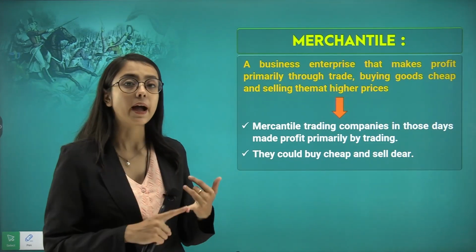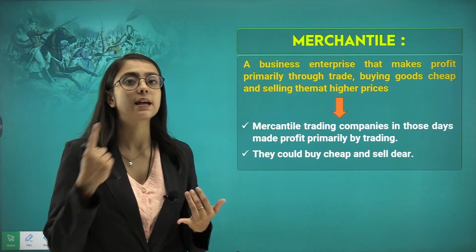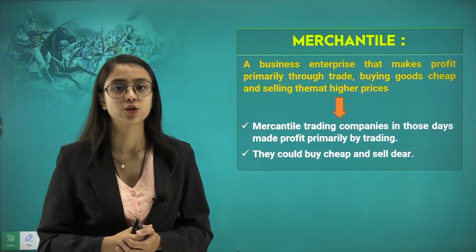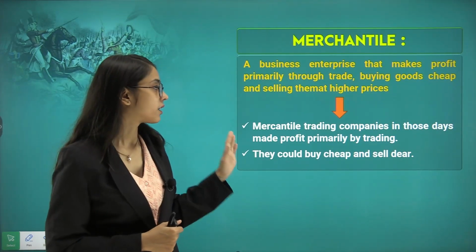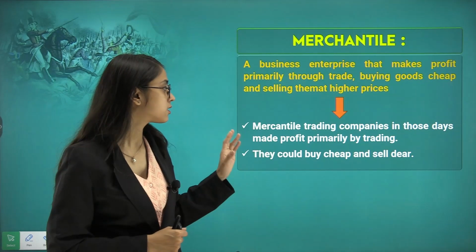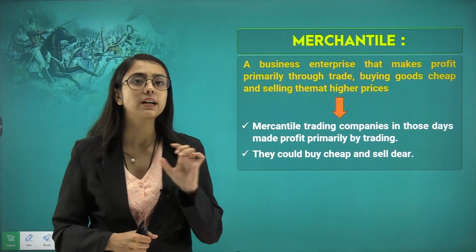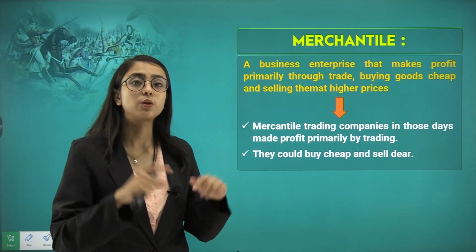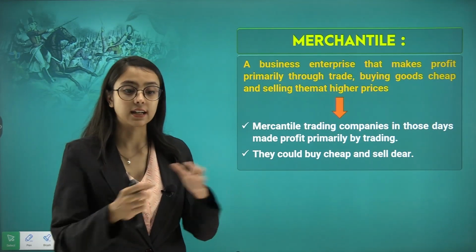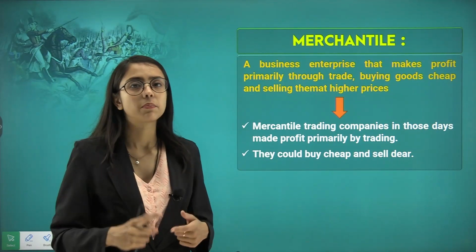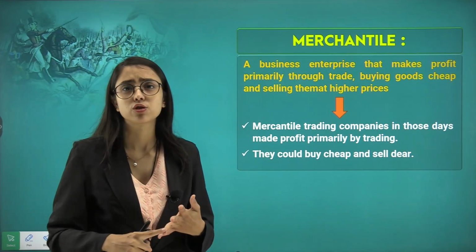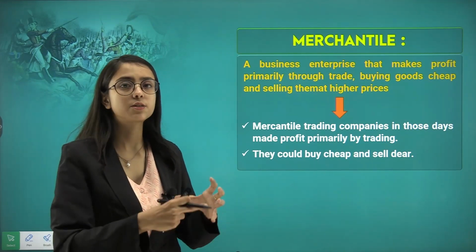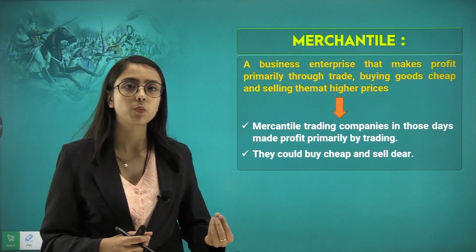That means buying goods at a cheaper price and selling them at higher prices so that they can book a higher profit margin. As you can have a look here, mercantile trading companies in those days made profit primarily by trading. It was not based on services of any kind, but only on goods and commodities, the tangible items, for example cloth, spices, semi-precious stones, metals, etc. They could buy these products and raw materials at a very low price and sell them at a higher price.